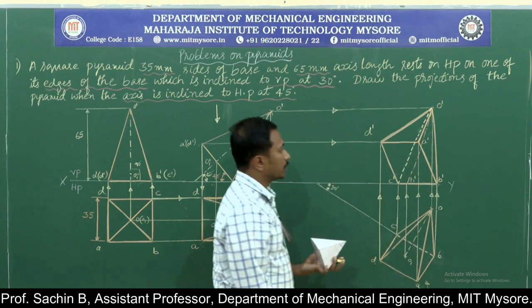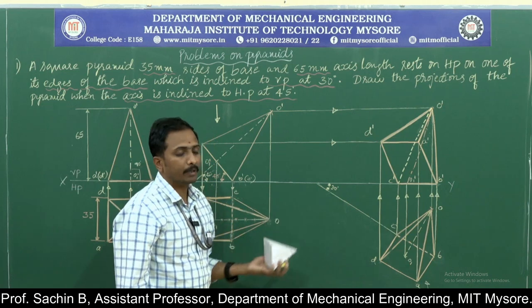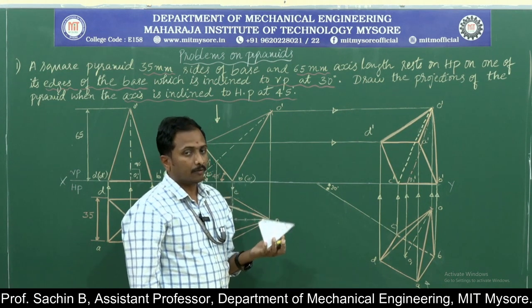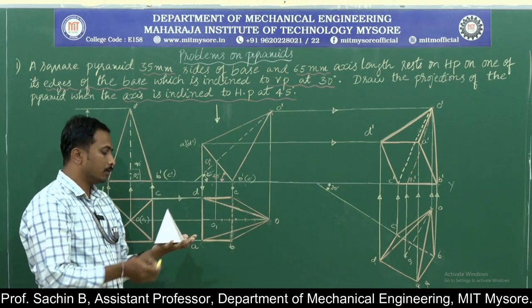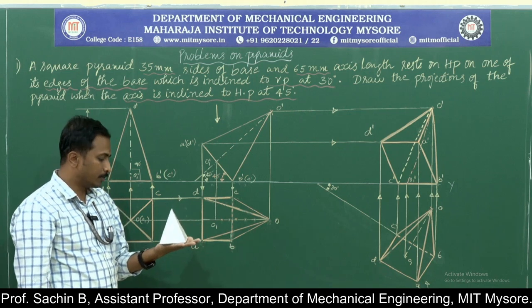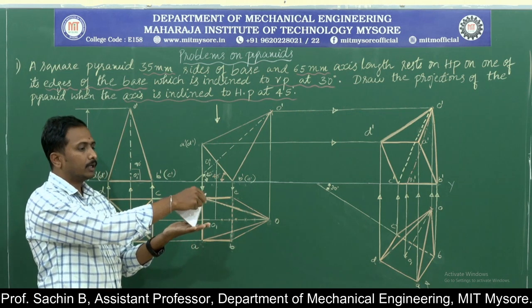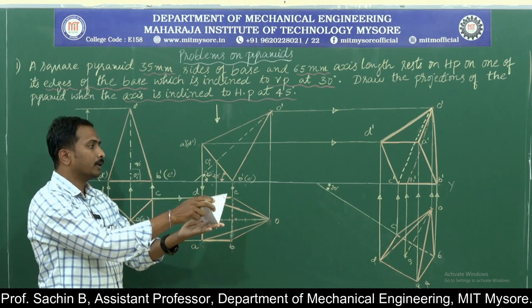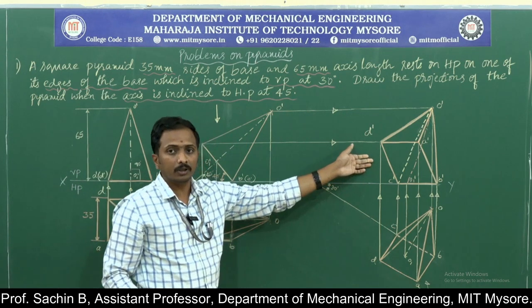Okay, this is the final position of the object when it comes to the square pyramid which is resting on edge condition. First position will be the simplest position. The square pyramid will be resting on one of its edges on HP. Next position, they give the axis inclination with VP and HP, and in the last position, the resting edge is inclined to VP at 30 degree. That is what I have shown here. This is the final position of the object.